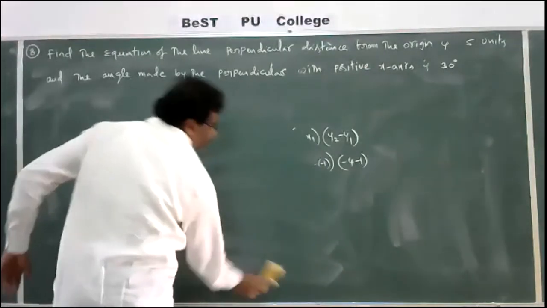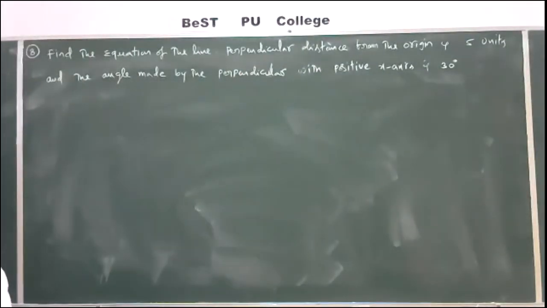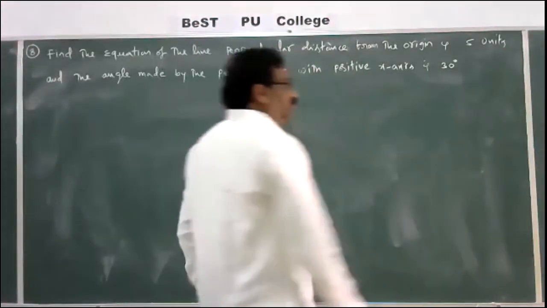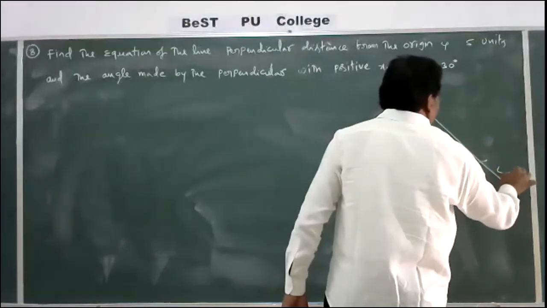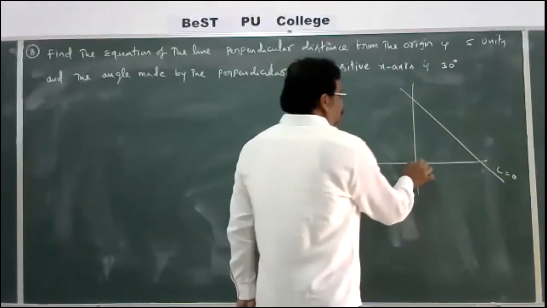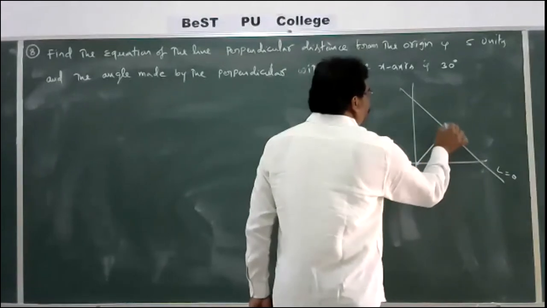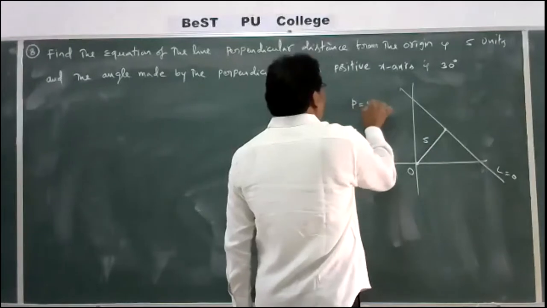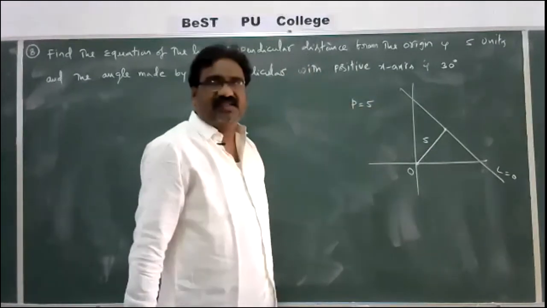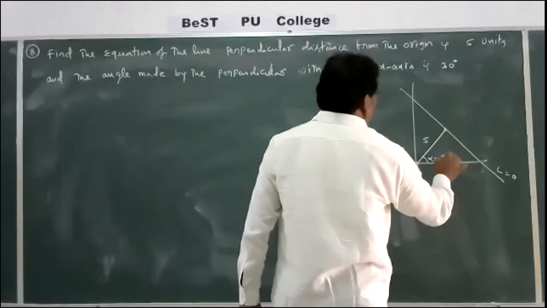Yesterday we discussed a very important theorem. You remember this? This is the required equation of the line, L is equal to 0. From the origin, the perpendicular distance to this line is given as P is equal to 5 units, and this perpendicular makes an angle alpha is equal to 30 degrees.